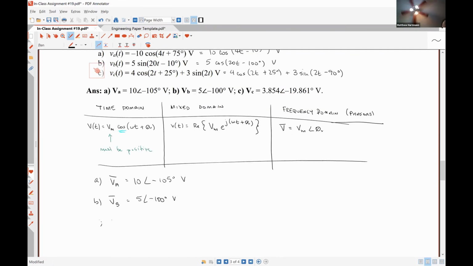So our phasor representation VC is going to be 4 angle 25 degrees plus 3 angle minus 90 degrees. And we can do this complex math and figure out what that is expressed as a single complex number. So what's that going to be in polar form, please?